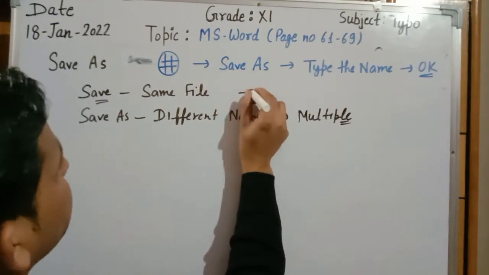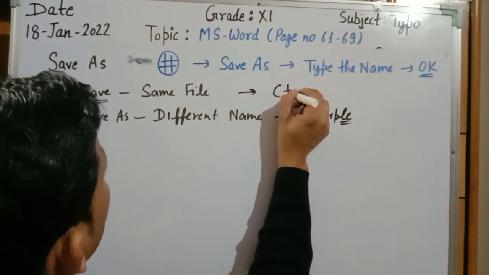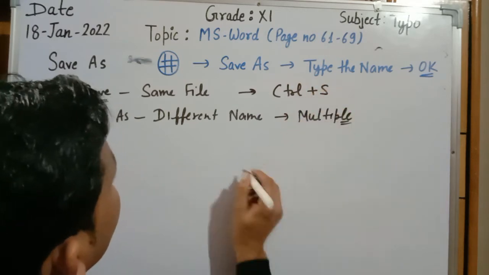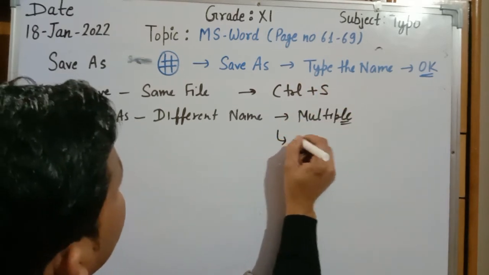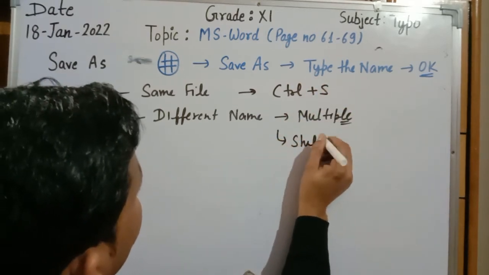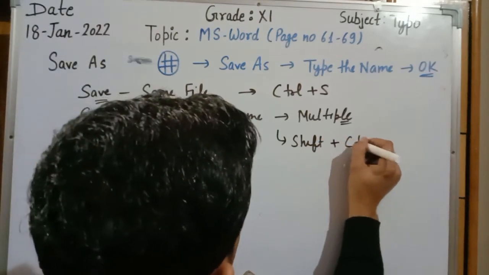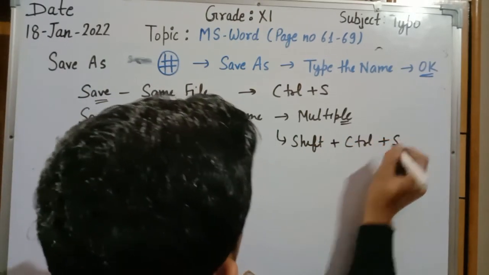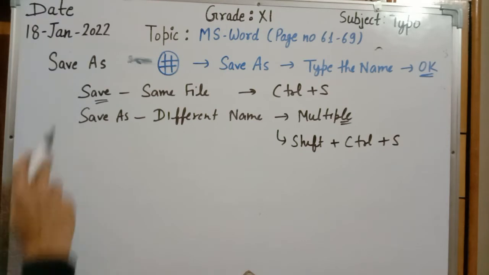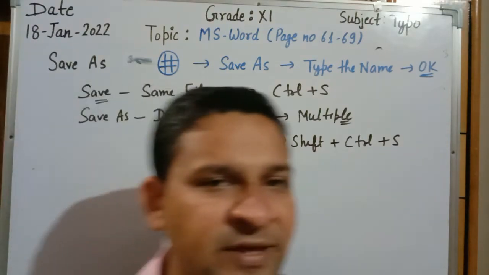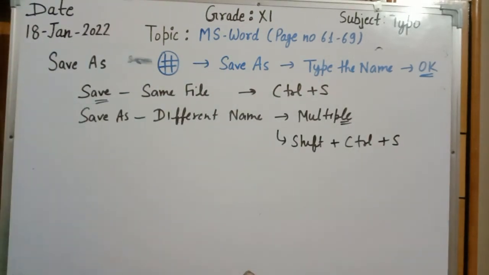The shortcut key for the save option is Control plus S, and the shortcut key for save as is Control plus Shift plus S. Save will save the document in the same file, while save as will save the document in different file locations.